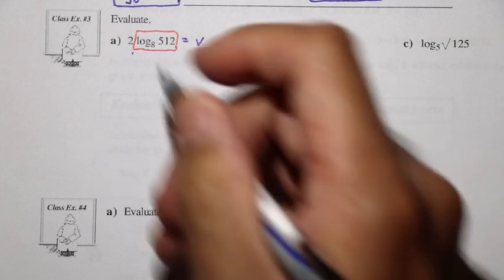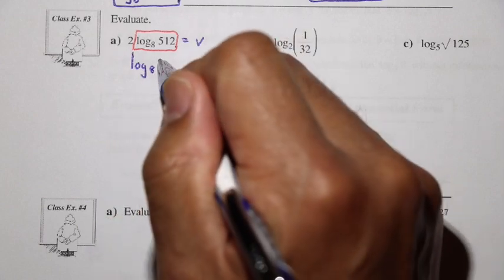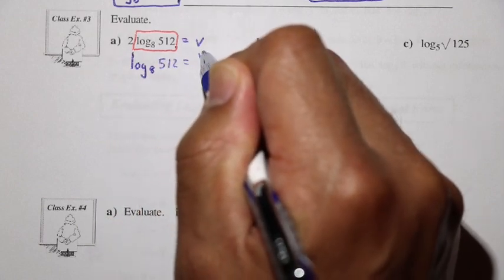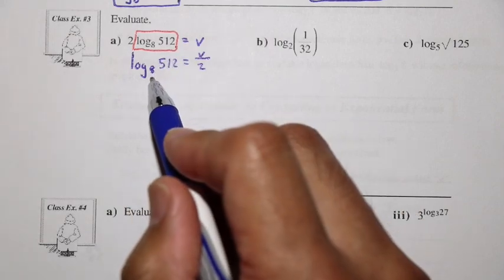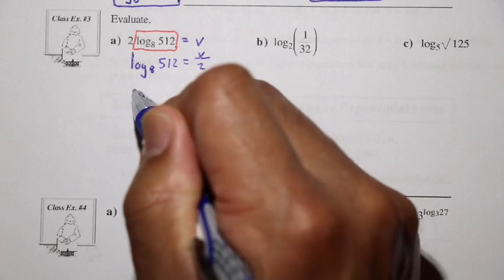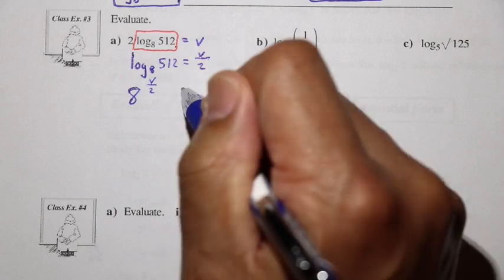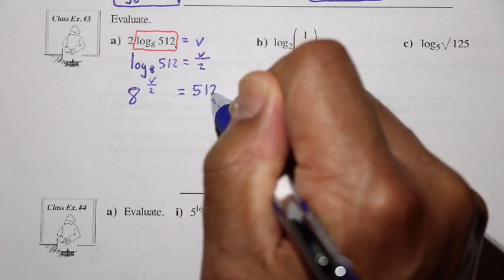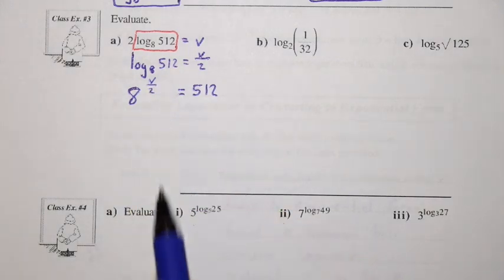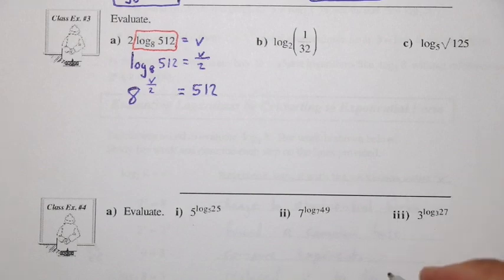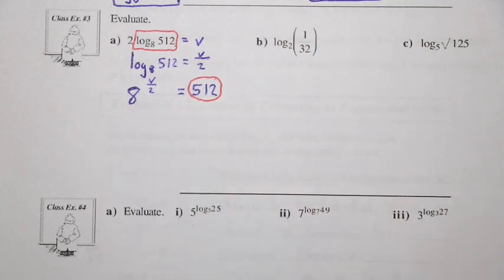So here, rearranging, dividing by 2 on both sides, we have log base 8 of 512 is equal to v over 2 now. And here, we can now change to exponential form. So using that base 8, we have 8 to the exponent of v over 2 is equal to 512.